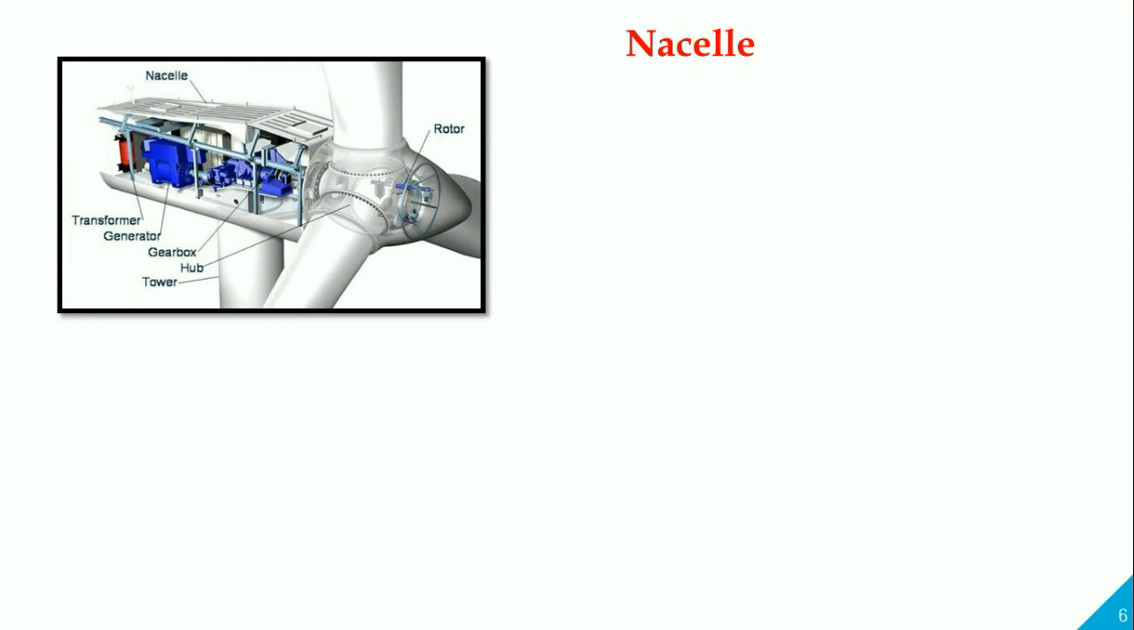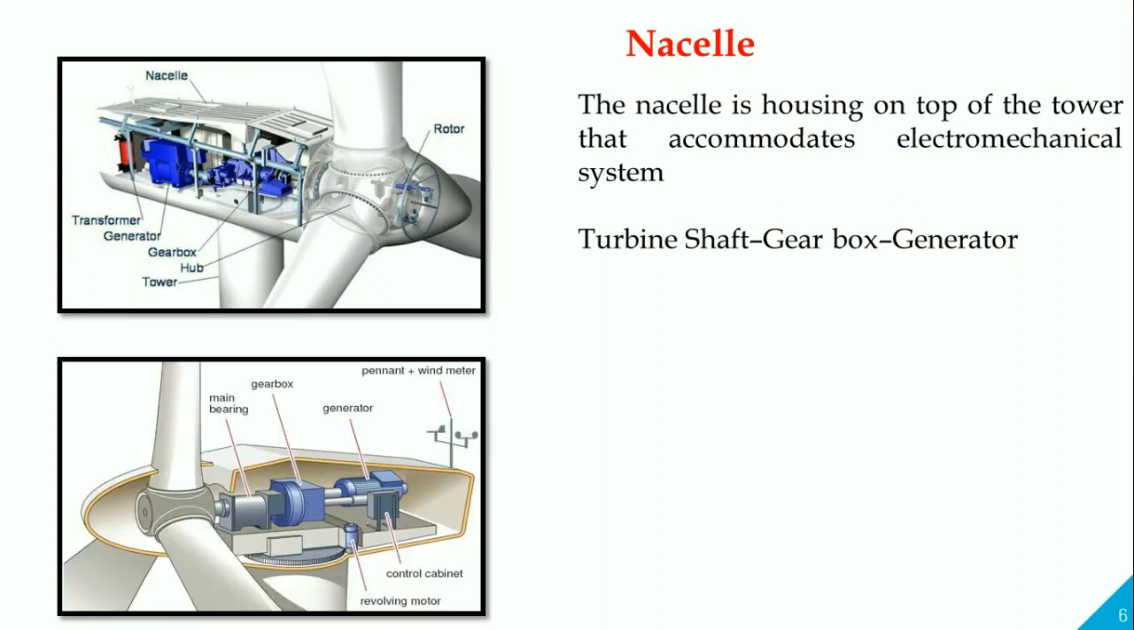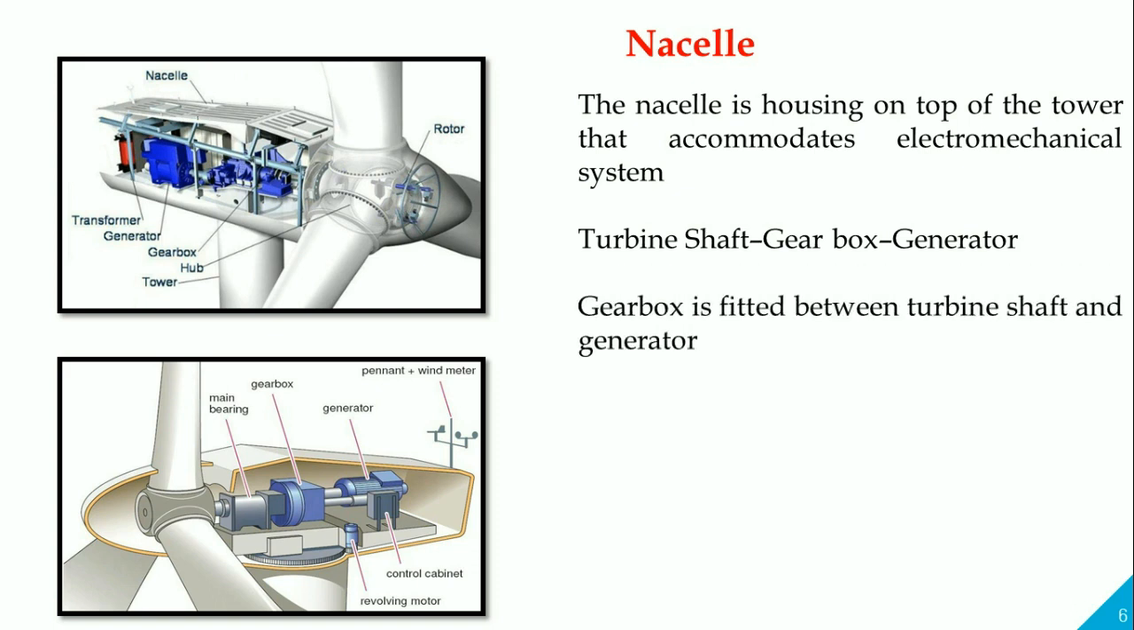The next important part is the nacelle. The nacelle is a housing on top of the tower that accommodates the electromechanical system, which consists of the turbine shaft, gearbox and generator. In the picture you can see that the shaft of the turbine is coupled with the gearbox, and the gearbox is coupled with the generator. The gearbox is fitted between the turbine shaft and the generator.